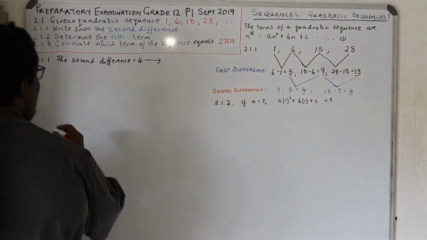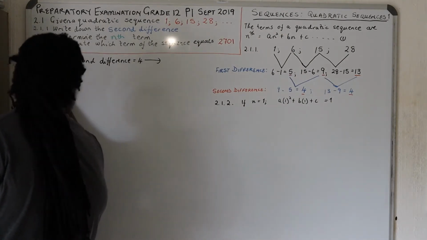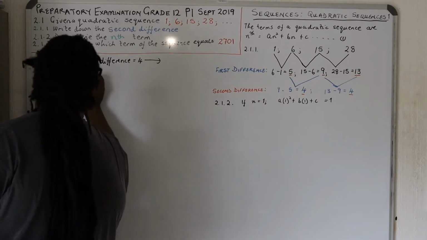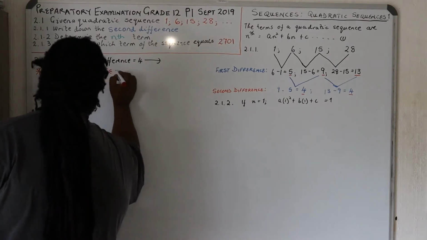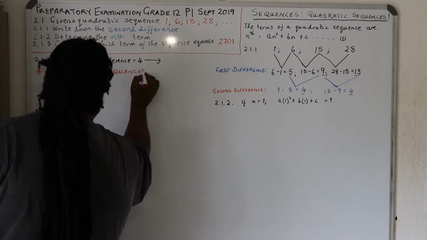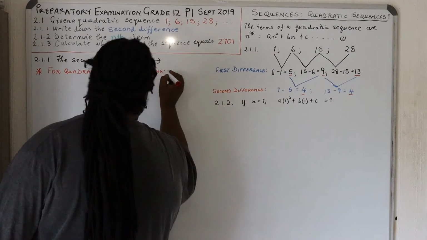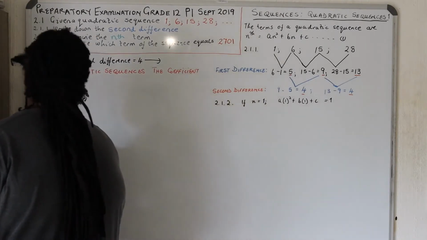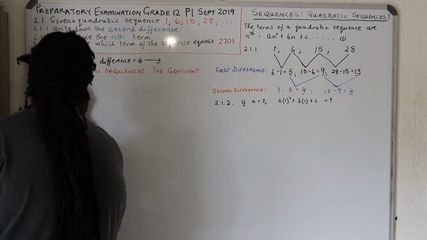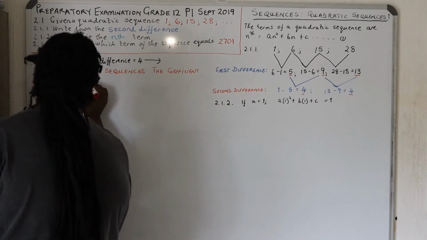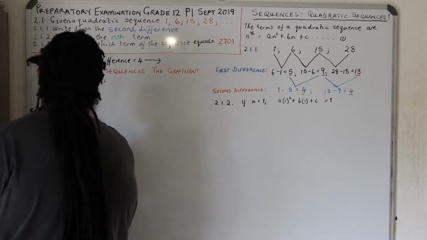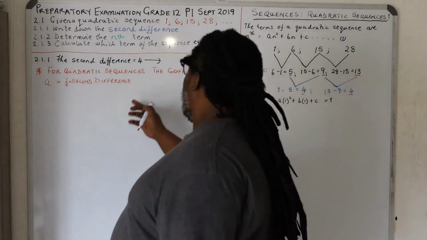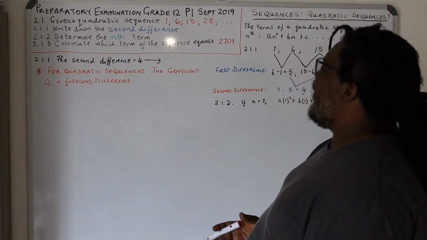So that fact, I will write it here and put it in red and a star so that you can always remember. So it is for quadratic sequences, the coefficient A equals half second difference. So it's half times second difference. This fact will make your work very easy, and you should always remember this one.